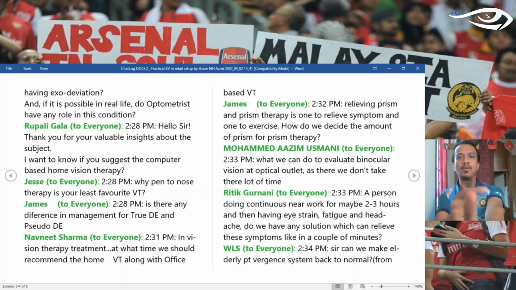One that you hold at 50 centimeters at arm's length position, and the other one is the one that you move, and then the patient must maintain the physiological diplopia along the way while doing the vision therapy.